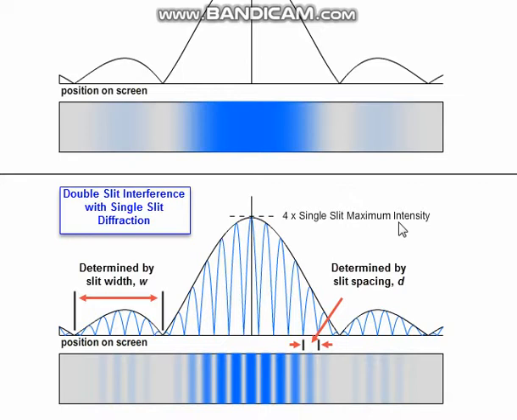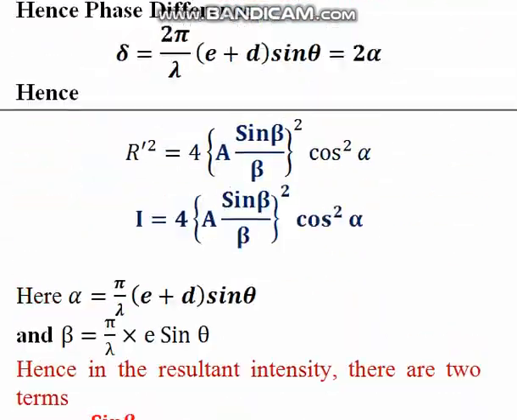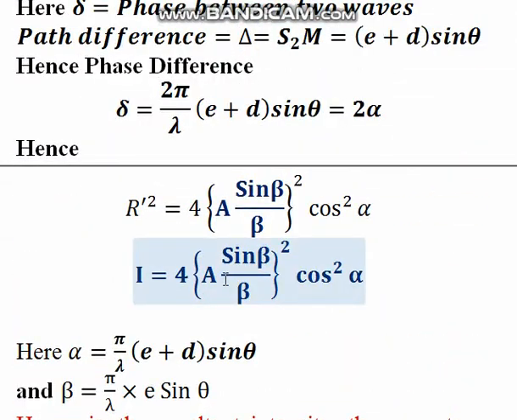But in double slit diffraction, the maximum intensity is 4 times the single slit maximum intensity. Let's see in the formula. Where is the formula for the intensity? Let's see here. You can see that here, this term, the intensity at the center is 4a square. You can apply the limit for the maximum intensity for the center.